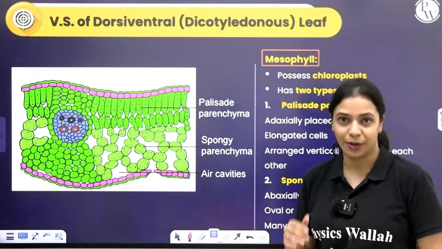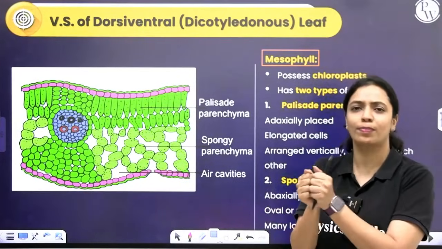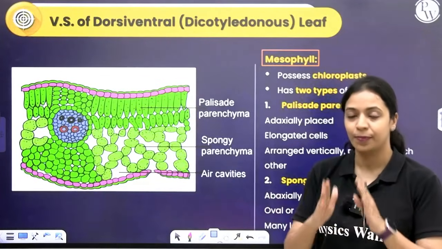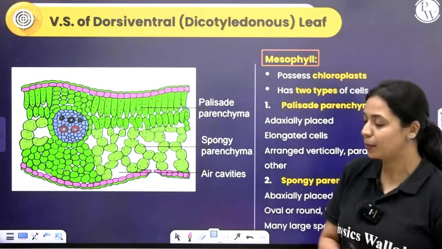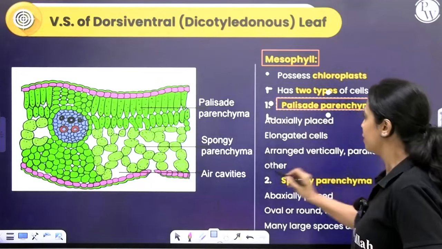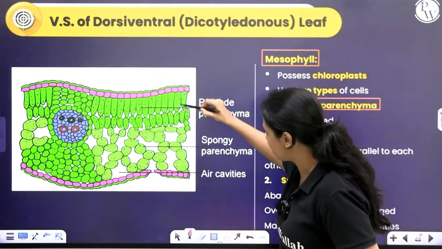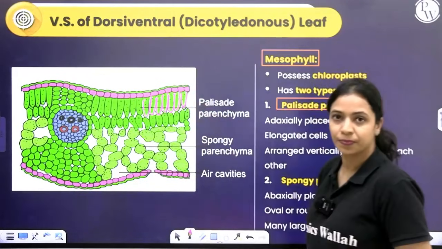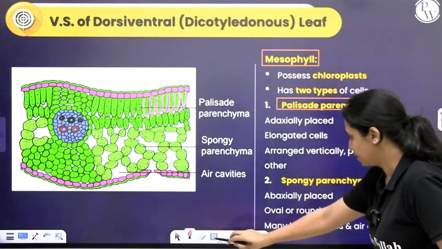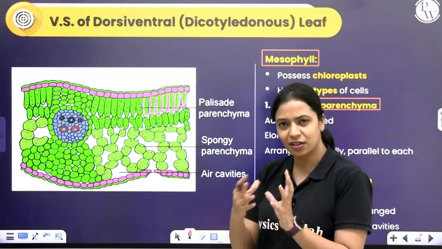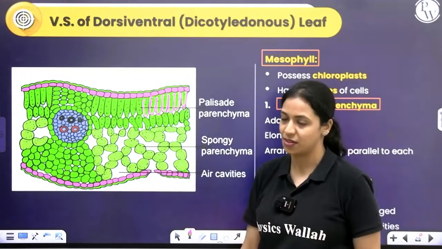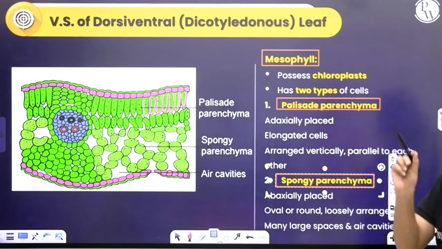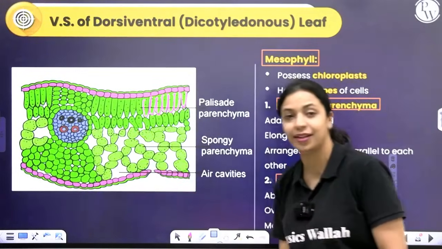Towards the adaxial epidermis, it is arranged very compactly, close to each other with not many intercellular spaces, and the cells are also rod shaped. Cells are arranged parallel to each other. We call that palisade parenchyma. So towards the upper surface, you can see how these cells are cylindrical, rod shaped, arranged compactly parallel to each other. Towards the lower surface, you can see that the cells are somewhat spherical, loosely arranged with a lot of intercellular spaces. This is called spongy parenchyma. Similar to how there are many pores in a sponge, you have many intercellular spaces or air cavities here.